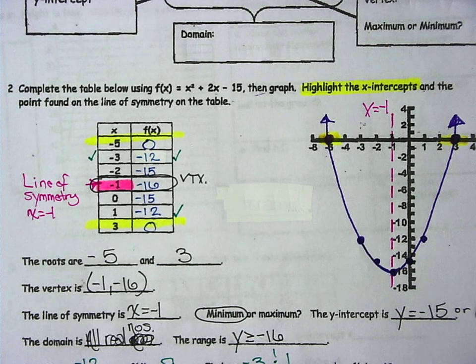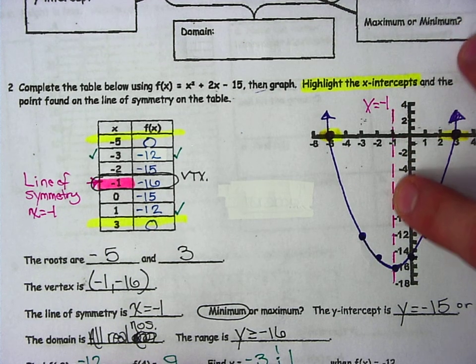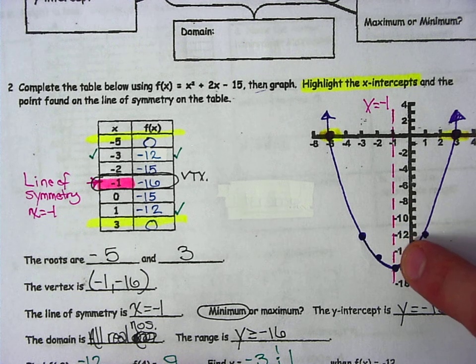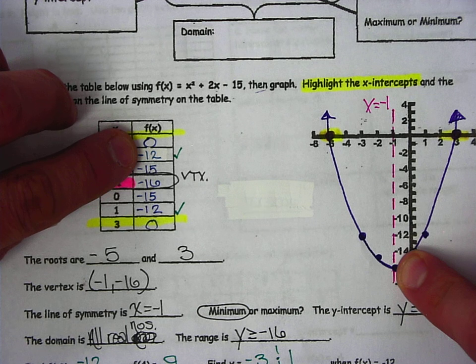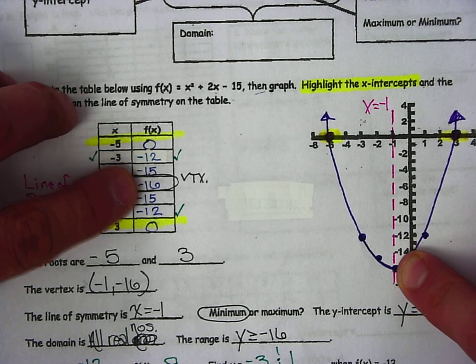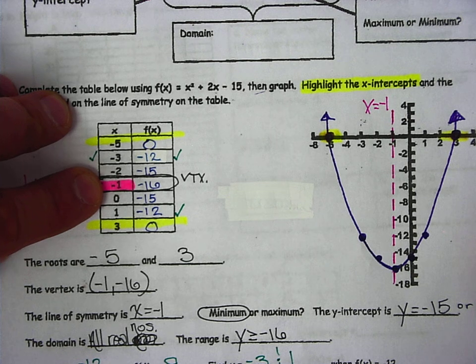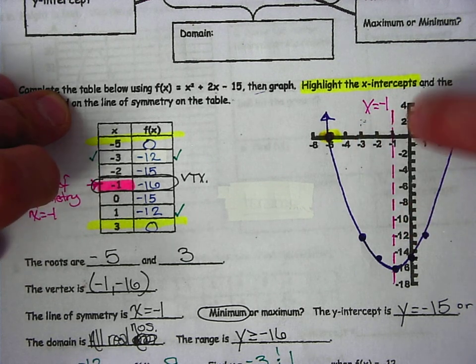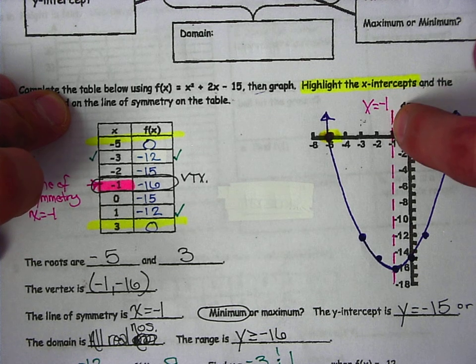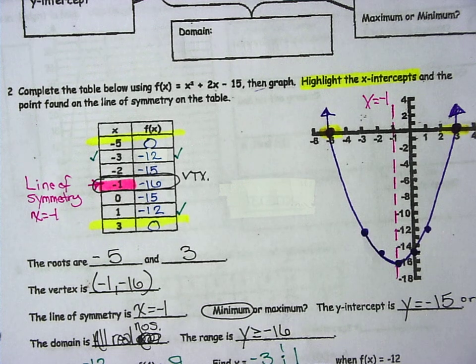Next, I was asked to find the point found on the line of symmetry on the table. The line of symmetry is this pink dashed line I drew, and it has to go through the vertex. To get the equation of the line, you take the x value of the vertex. Well, just looking at these numbers here, I can see that my lowest amount it goes to is at -16. So what's the x value for that? -1. Therefore, the equation of this dashed line is that x equals -1 because it crosses the -1 value on the x-axis up and down infinitely and cuts this parabola into equal halves.